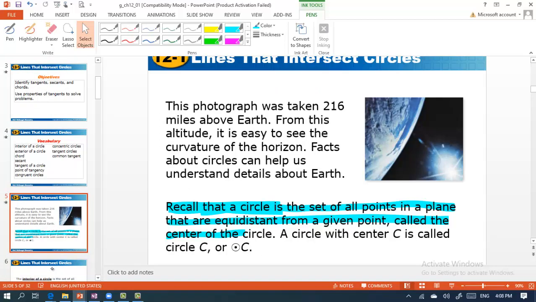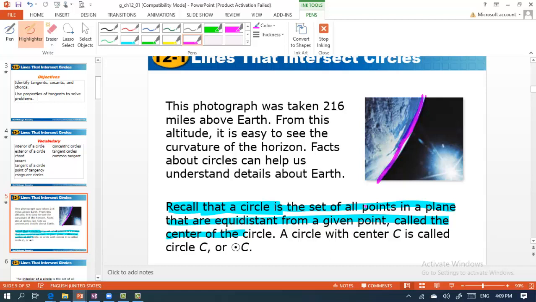I'll start with a life example. Here we have this photograph that's been taken 216 miles above the earth. It shows us the curve. You can see this curved shape on the edge, which is part of the circle. It says here that at this altitude it is easy to see the curvature of the horizon, which is the pink I've shaded now. Facts about circles can help us understand details about the earth and planets.